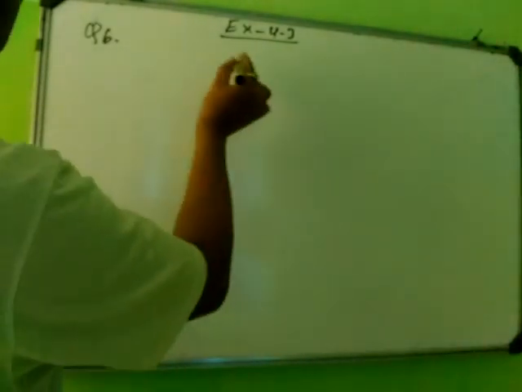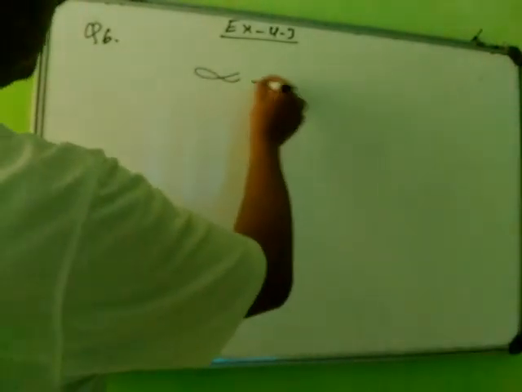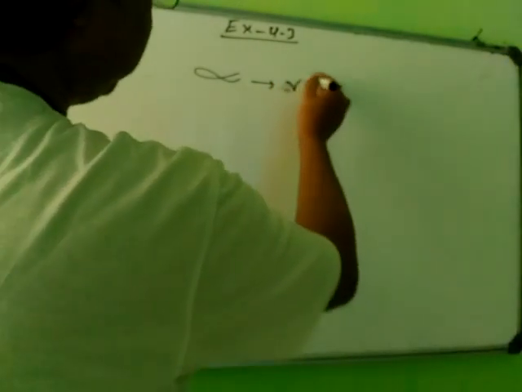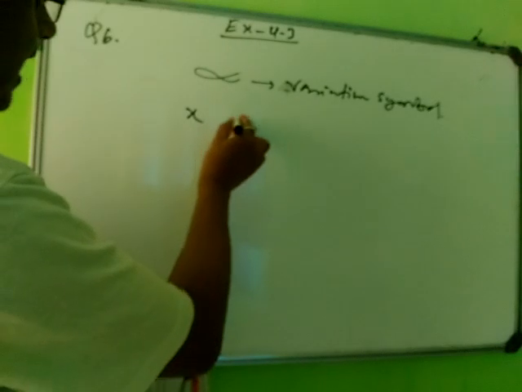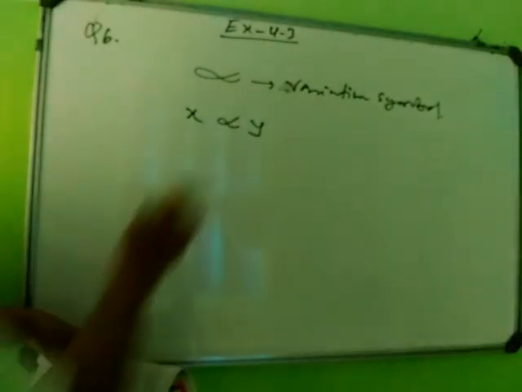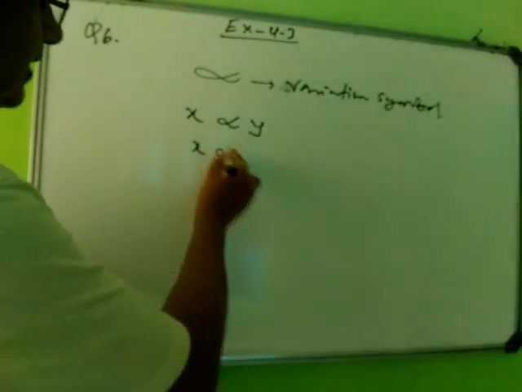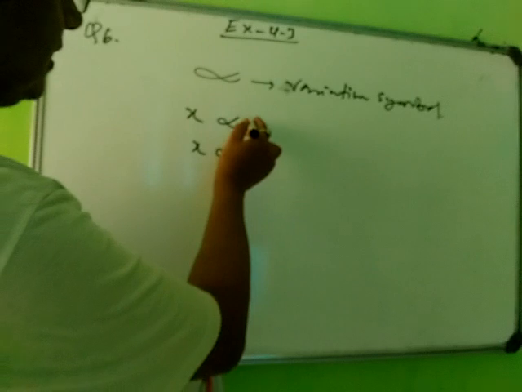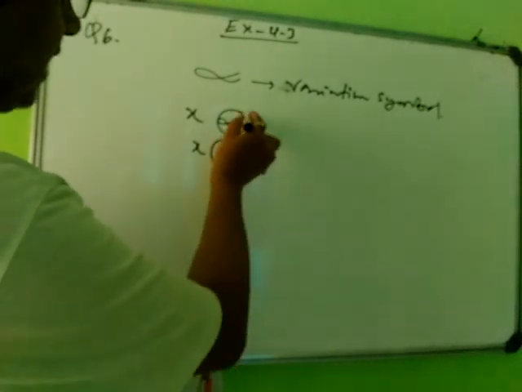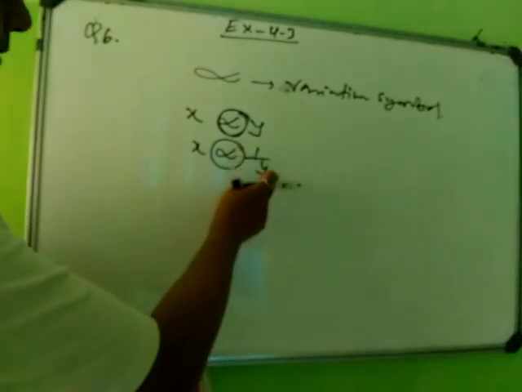Before that, let me tell you, in class 8 you have got this symbol. This symbol is the variation symbol. Suppose I say x varies directly as y. This is the symbol of variation. Then x varies inversely as y; inverse will be 1 by y. You have got this in class 8. This is the symbol of variation, proportional. That means directly proportional. This is directly, this is inversely. 1 by y means inversely.